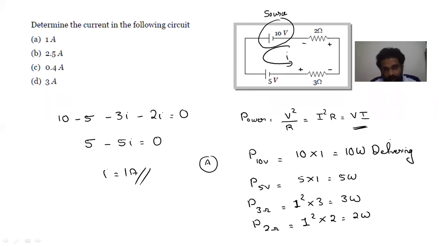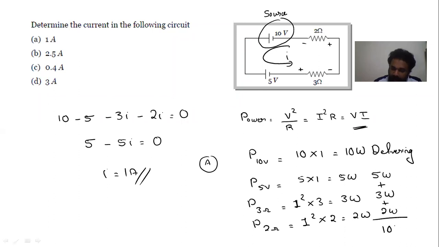This power is consumed by what? The 5 volt battery takes 5 watt, and the 3 ohm resistance is taking 3 watt plus this 2 watt. Everything putting together, how much? 10 watt. So these things are absorbing, even this 5 volt also absorbing. This is delivering power.